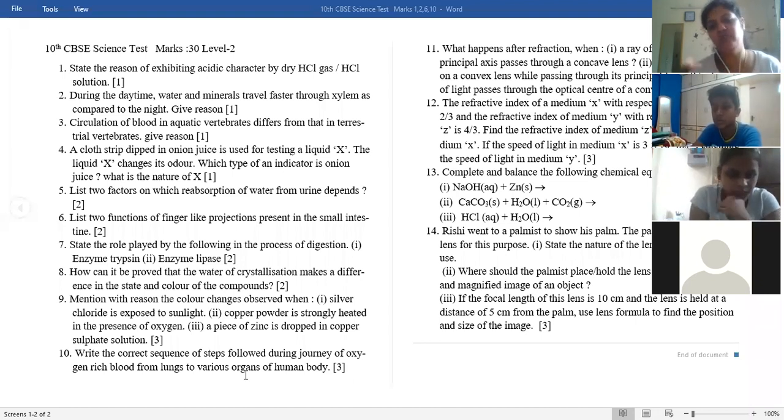So we know that when we place an object less than C distance, we get a magnified image. And when we place an object beyond C, we get a diminished image. So that means C is exactly in between, that is 20 centimeter. So when C is 20, what will be the focal length? 10 centimeter.